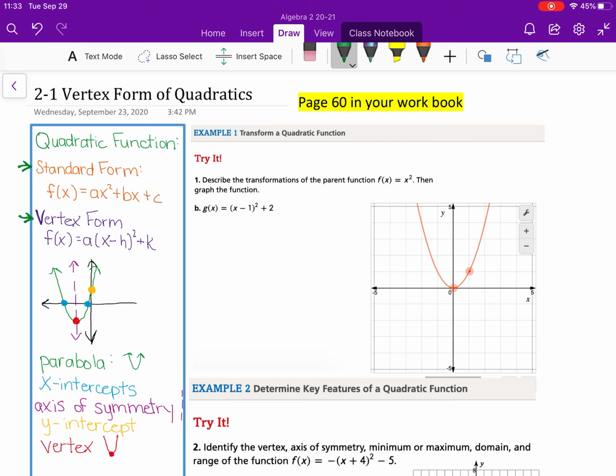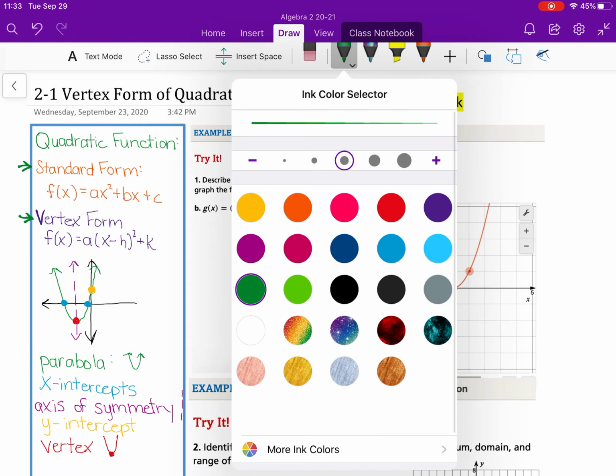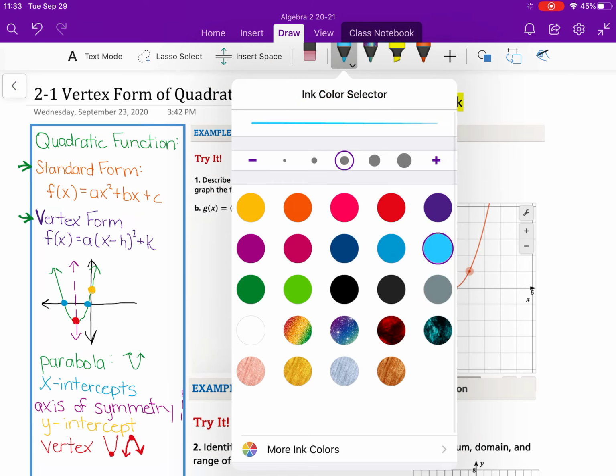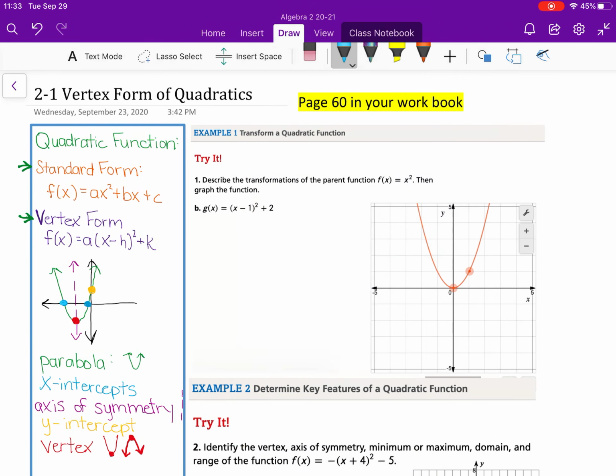Then we need to know what a parabola is. We need to know what the x-intercepts are, axis of symmetry, y-intercept, and a vertex. I have color-coded them, but if you cannot see the color coding difference, the vertex is always either the bottom or it could be flipped the other way and it could be at the top, but it's always that point of change. It was going one way and then it changes to the other.